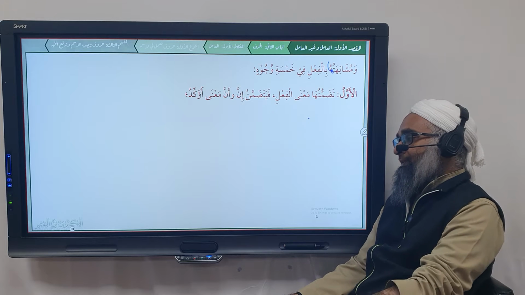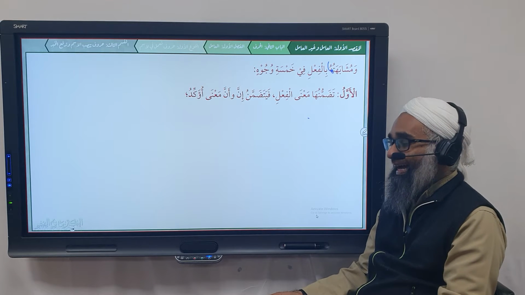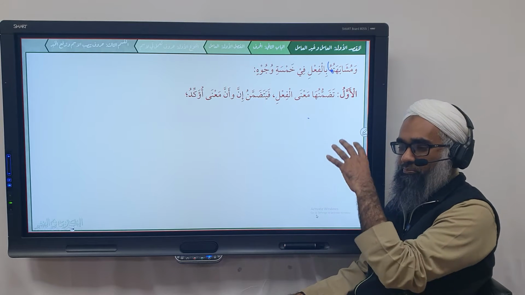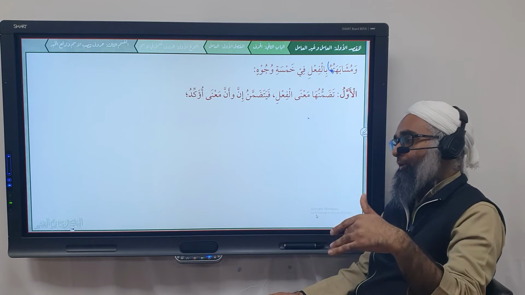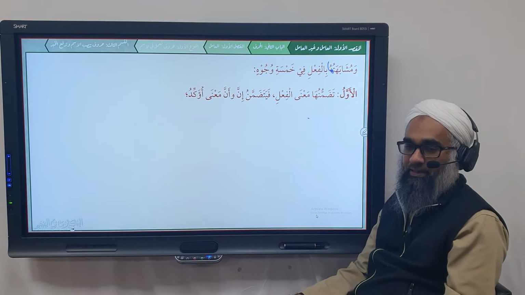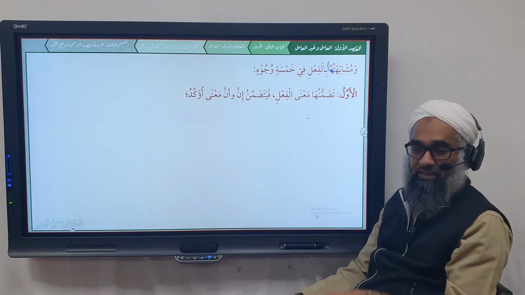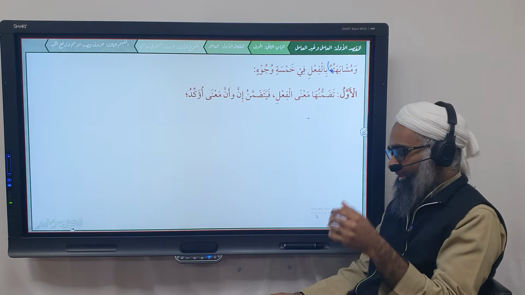Number 1, تضمنها معنى الفعل. They actually comprise of a verbal meaning. If we look at it, we can take a verbal meaning out of all of these particles. For example, إن and أن, you can translate it as أؤكد. You can say أؤكد قيام زيد. إن زيدا قائم, أي أؤكد قيام زيد. We can do this.